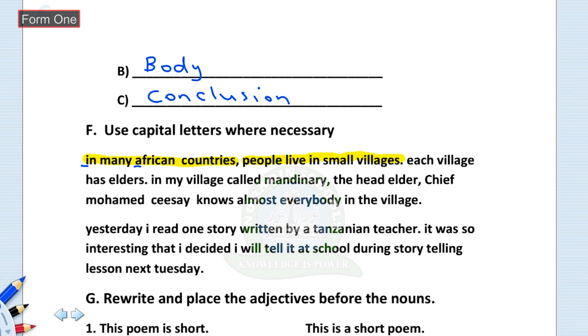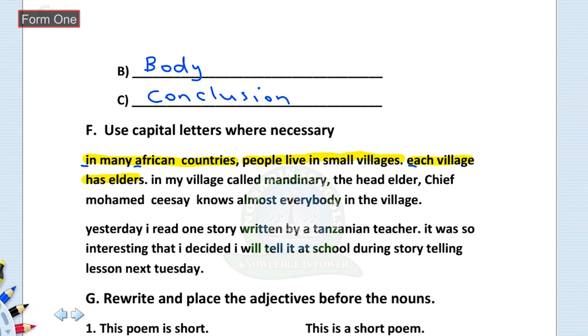Well, in the second sentence, each village has elders. In this sentence, you have one word which needs to be started with a capital letter. Think of it. Which word do you think it is? Well, after full stops, we begin new sentences, and a new sentence begins with a capital letter. Therefore, the letter E should be capitalized here. Each village has elders. In the same way, we have a full stop here, and a new sentence has begun.